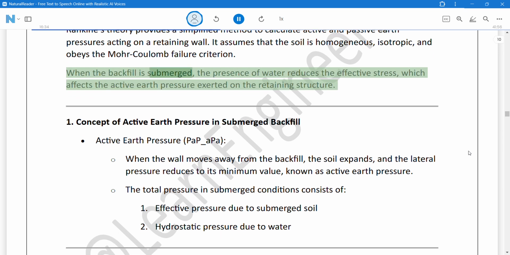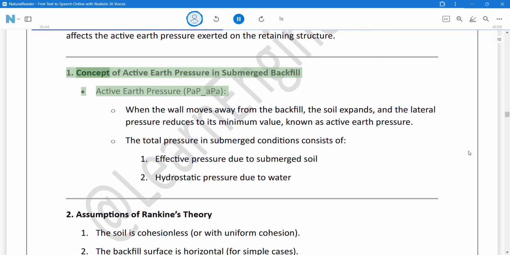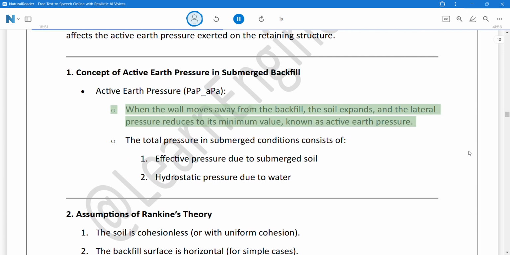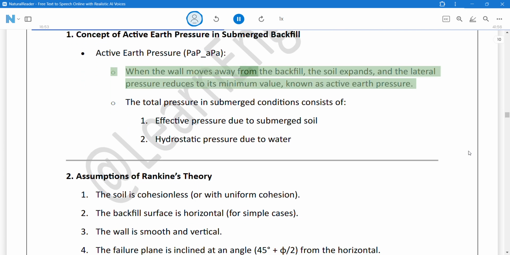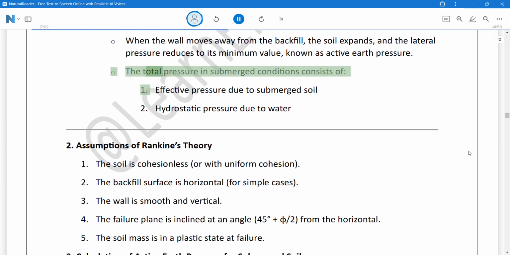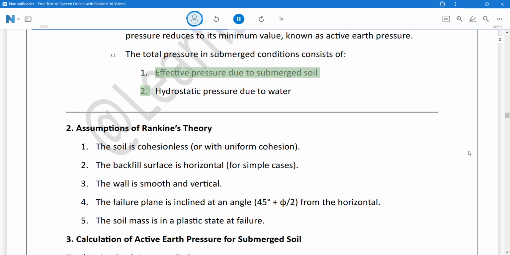When the backfill is submerged, the presence of water reduces the effective stress, which affects the active earth pressure exerted on the retaining structure. Concept of active earth pressure in submerged backfill. Active earth pressure: when the wall moves away from the backfill, the soil expands, and the lateral pressure reduces to its minimum value, known as active earth pressure. The total pressure in submerged conditions consists of: 1. Effective pressure due to submerged soil. 2.